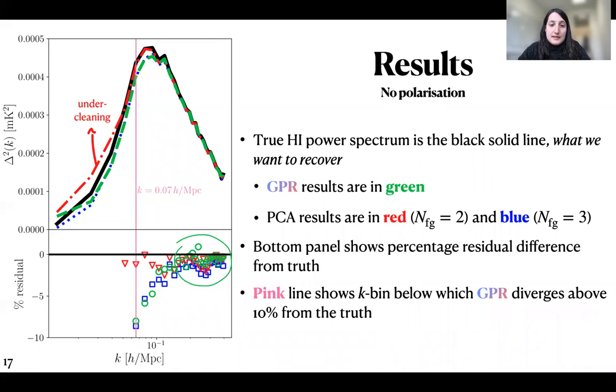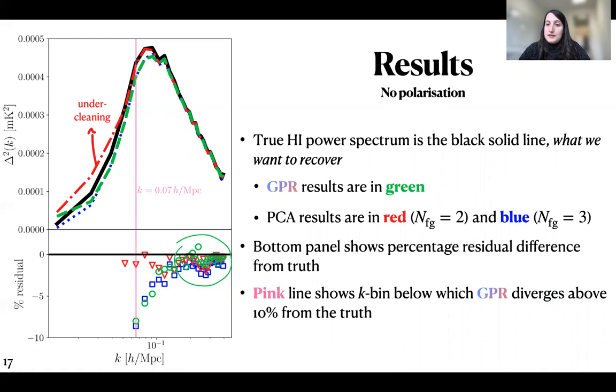But you can see that PCA n equals 2 is actually able to recover smaller K-bins than GPR, so it might be able to access larger scales. But you can also notice that on large scales, PCA n equals 2 is really under cleaning, which means that there's probably a lot of residual foregrounds left. And having these sort of residual foregrounds is really going to boost your power spectrum error. So we really want to avoid this.